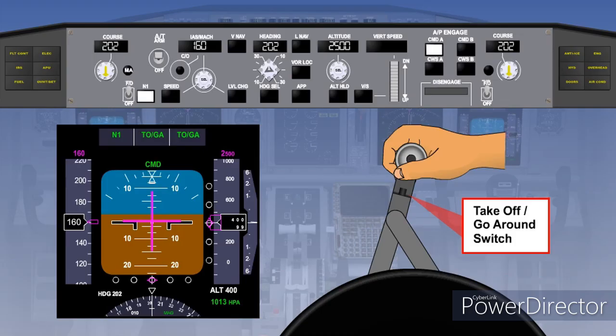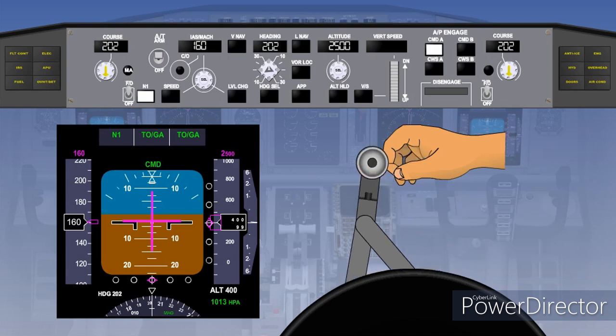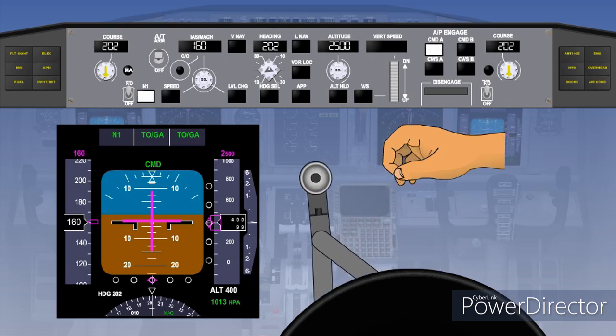The auto-throttle changes from speed to thrust mode. The pitch enunciation is Takeoff Go-Around, and the roll enunciation is Takeoff Go-Around. The throttles move forward to give the required go-around thrust. This figure is calculated by the thrust computer and is based on the aircraft achieving a target vertical speed, typically 2,000 feet per minute.